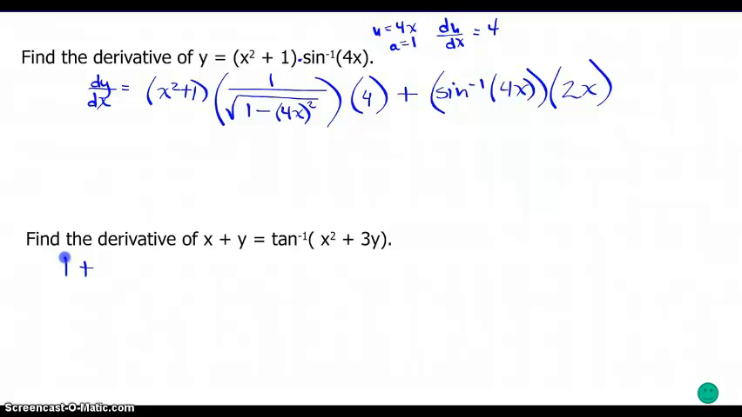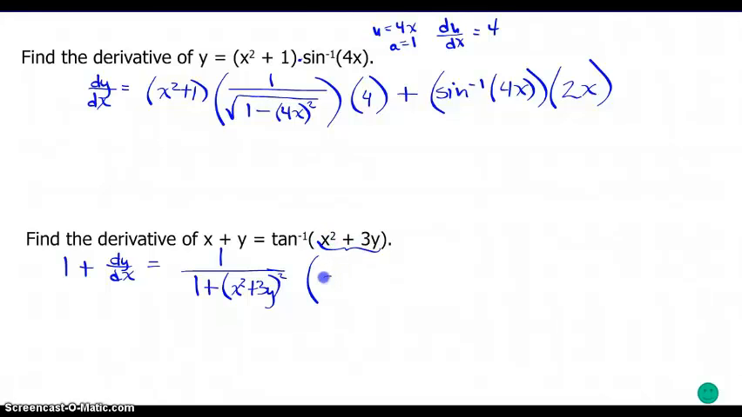So we have 1 plus dy dx, there's the derivative of the left-hand side. The derivative of tan inverse is 1 over a squared, and a is 1, so that's 1, plus u squared, right? Not changing what's inside. Now, times the derivative of what's inside. So now I'm just taking the derivative of this with respect to x. So that's 2x plus 3, the derivative of y with respect to x, is dy dx.